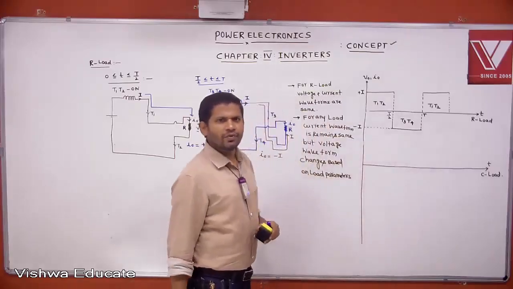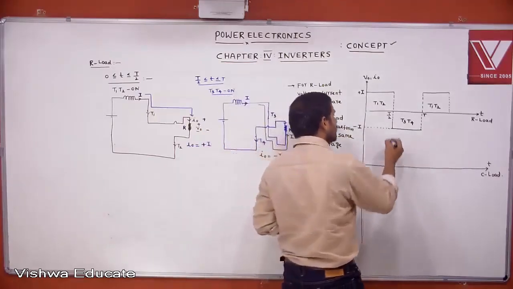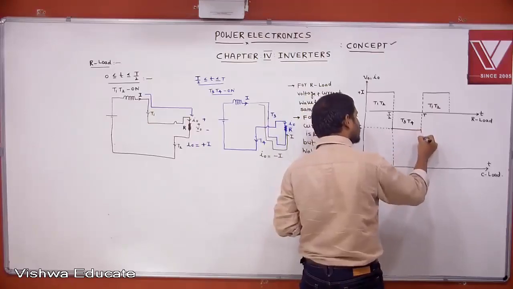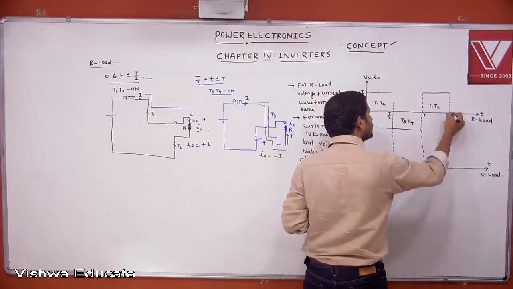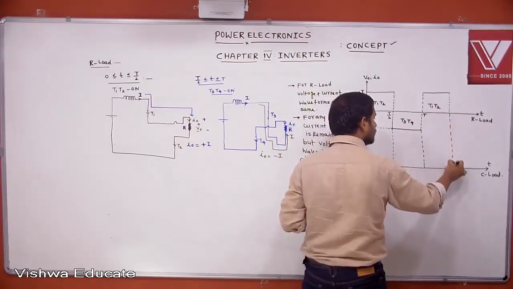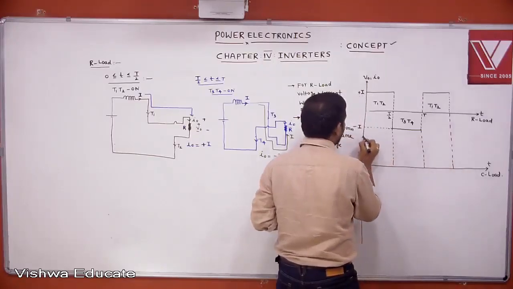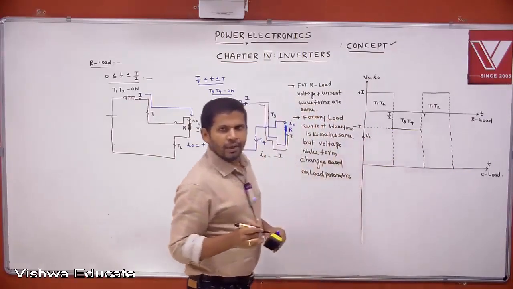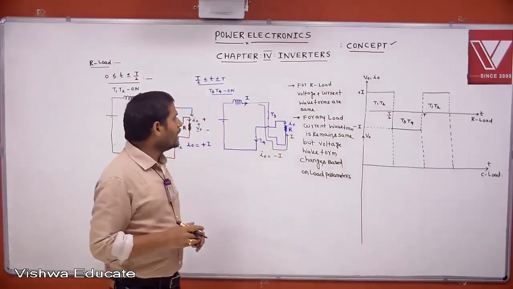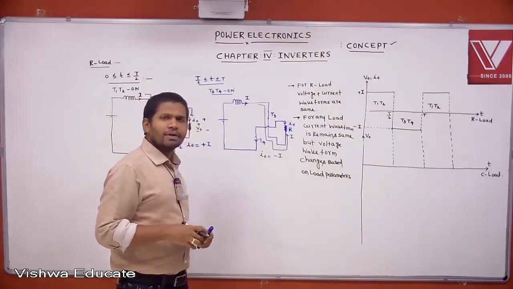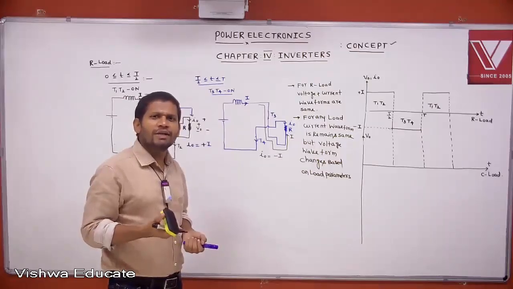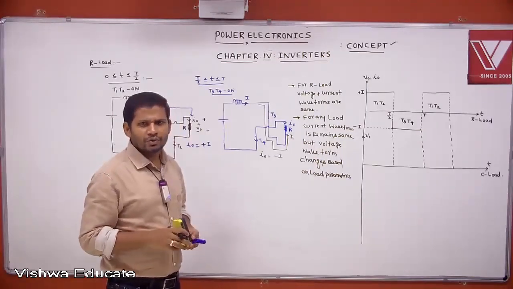We are drawing the waveform for purely capacitive load. Now what is the waveform we can get for purely capacitive load? That you will see. Here we are drawing the V0 waveform. The current waveform, whatever the load you connect, remains same because we are generating a square waveform and it remains same because it's a current source inverter.